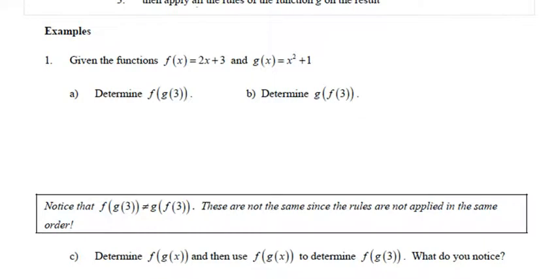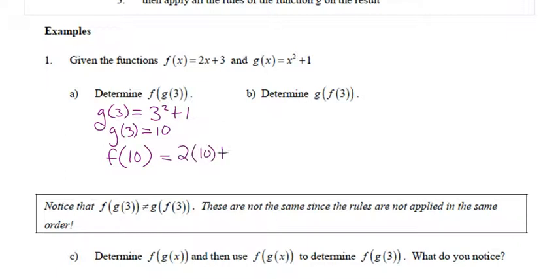Examples. Given f of x equals 2x plus 3 and g of x equals x squared plus 1. Determine f of g of 3. Okay, so what do we do? We have to take a number and perform the rules of g. We have to do g of 3, right? We need to be specific. So g of 3 is 3 squared plus 1, which is 10. And then what do we do? We have to plug it into f of x. So we're going to do f of 10, which is 23. So f of g of 3 is 23.